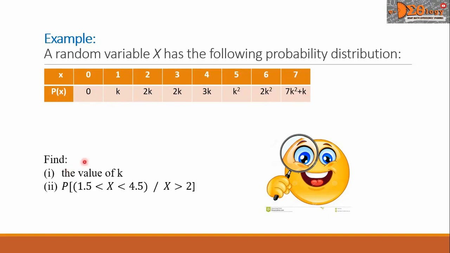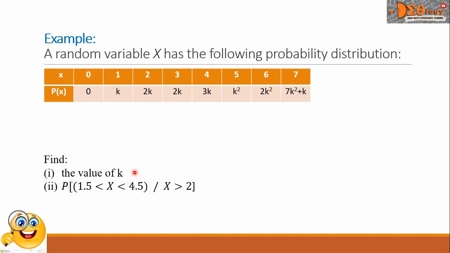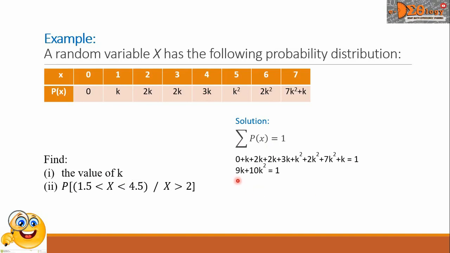Now let us find number 1, the value of k. Number 2, the conditional probability of the x is greater than 1.5 but less than 4.5, given that x is greater than 2. Let us start by solving the first problem. We say that the summation of p of x equals 1. So let us add all the terms just like this and equate it into 1. The sum would be 9k plus 10k squared equals 1.